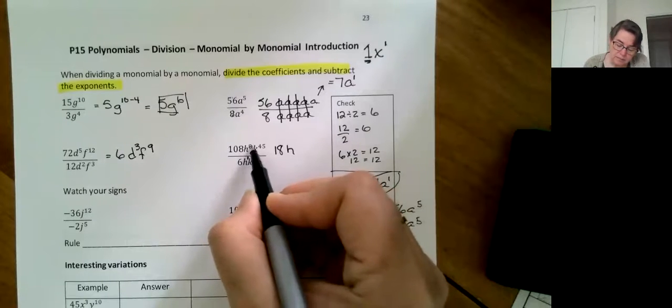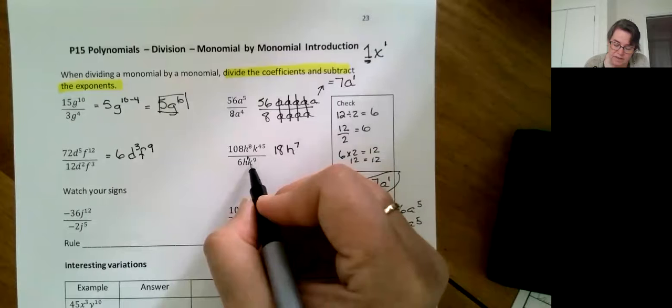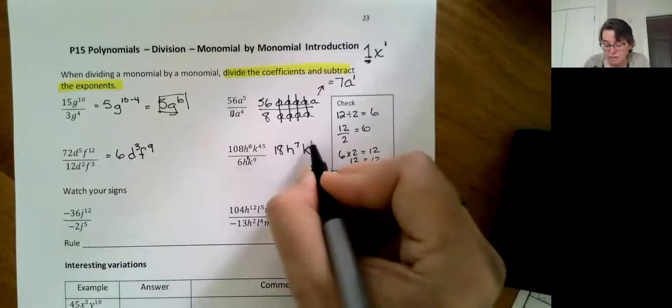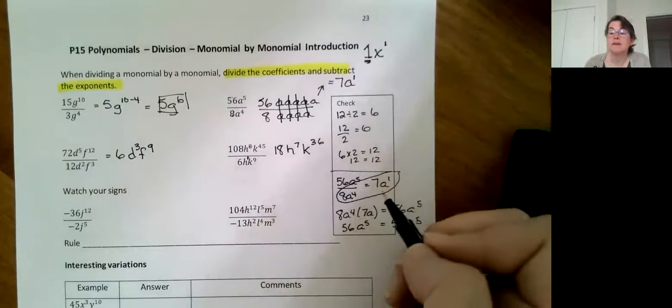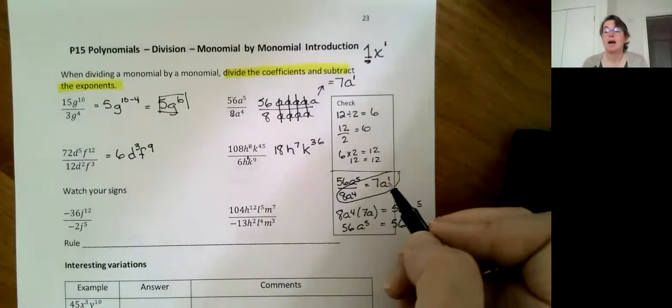So 8 minus 1 is 7. And K^45 divided by K^9 is going to give me 45 minus 9, which is 36. So this is one where I wouldn't want to actually write it out longhand, because that would be like 45 Ks, and I don't want to do that.